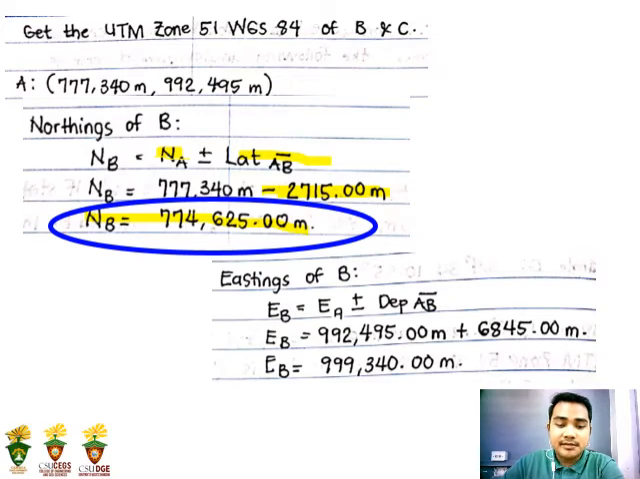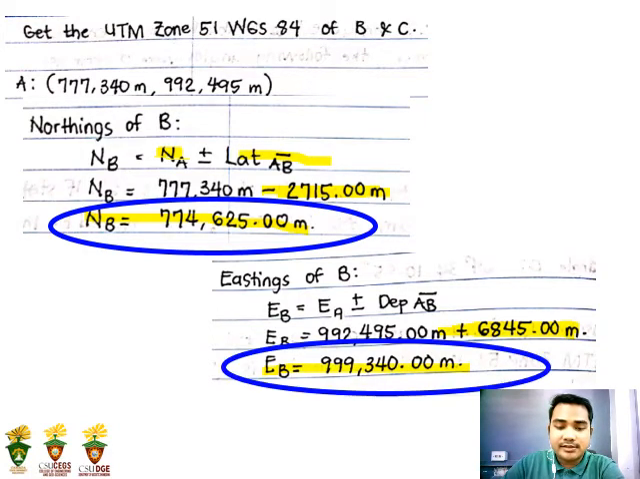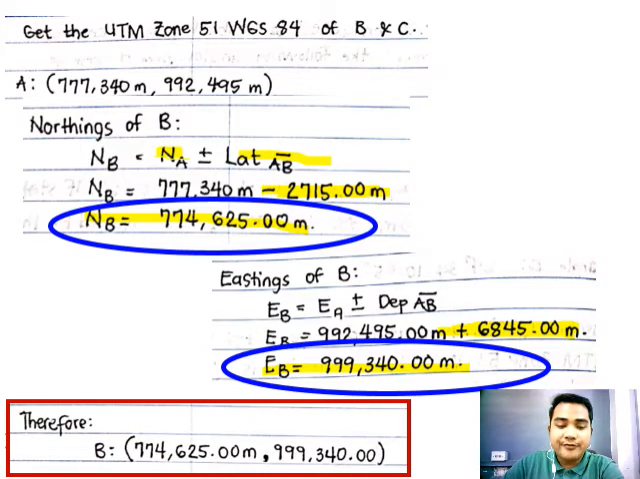For the eastings, again, i-plus or minus lang ang departure sa AB. So, i-minus siya kung negative ang departure, i-plus pag positive. So, substituting the value of eastings at A, we have 992495 plus 6845 kay positive ang atong departure. So we can have the value of 999,340 meters. Right. So therefore, ang atong coordinates at B is 774,625 meters and 999,340 meters.